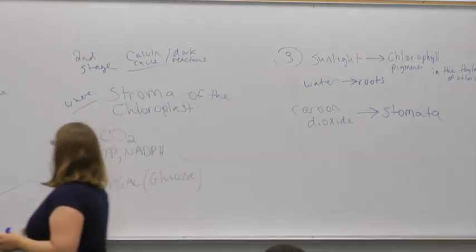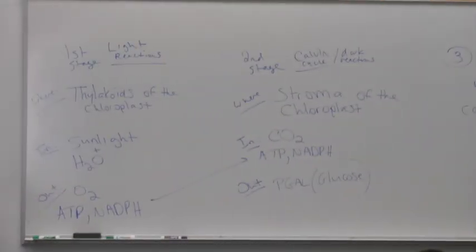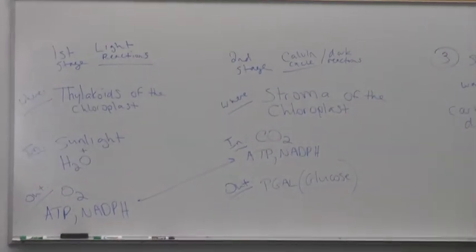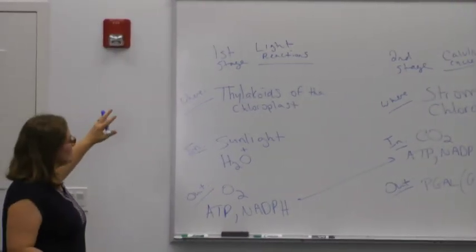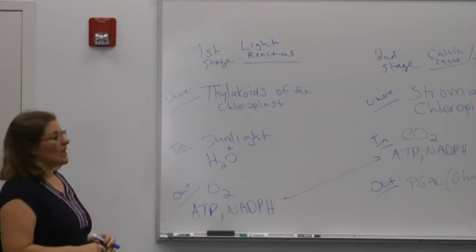Okay. So that's how we would summarize photosynthesis. That makes it a bit more simple, right? It's kind of like when we do respiration, it really boils it down. What are the stages? Where do they happen? What goes in and out?